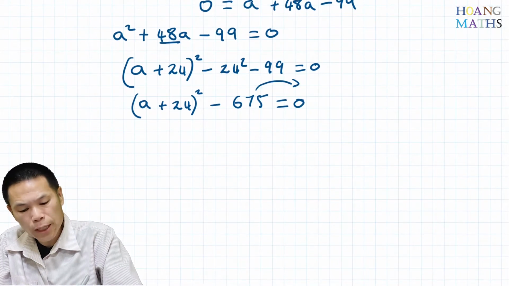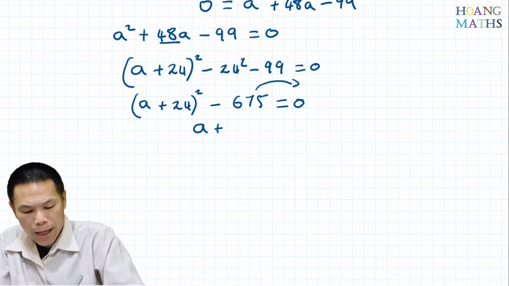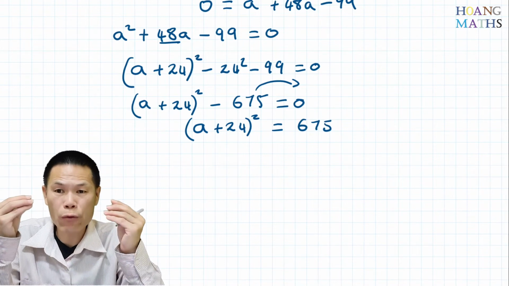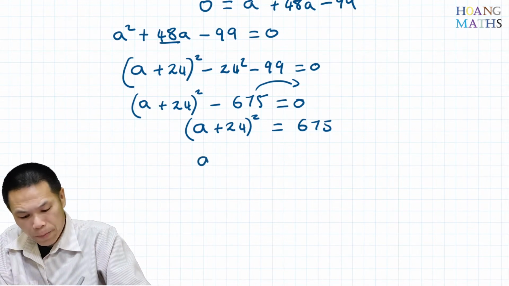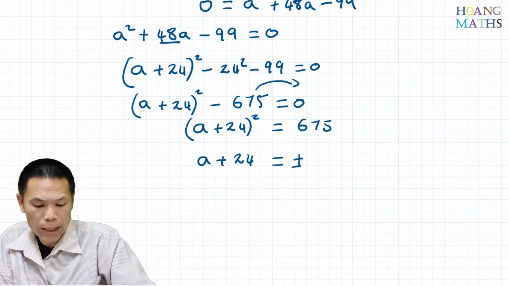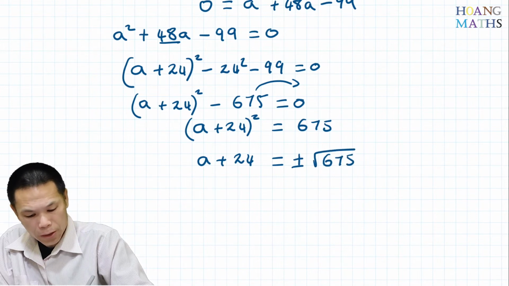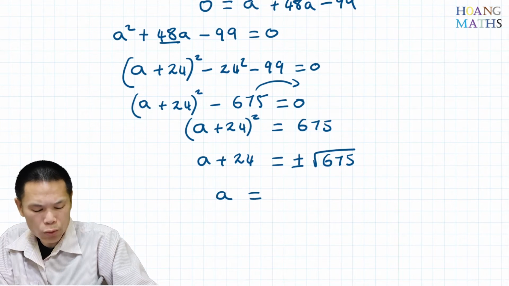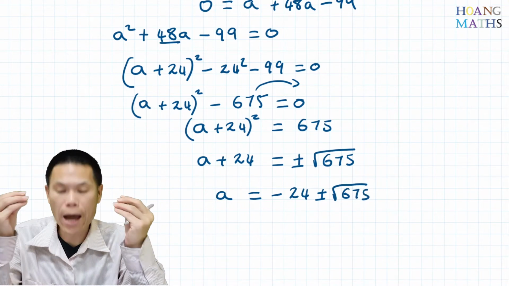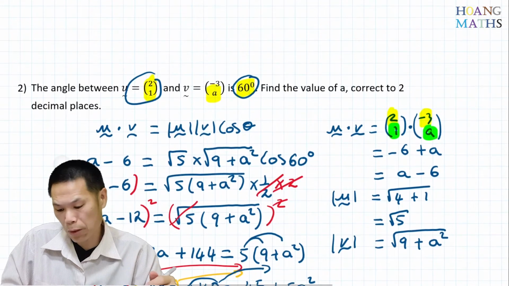So therefore I move this to that side. So (a plus 24) all squared is equal to 675. So I'm going to square root both sides. So a plus 24 is equal to plus or minus the square root of 675. So a must be equal to negative 24 plus or minus the square root of 675. So we need to solve a correct to 2 decimal places.